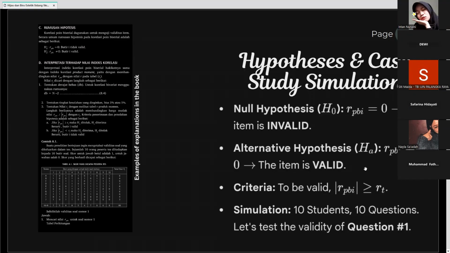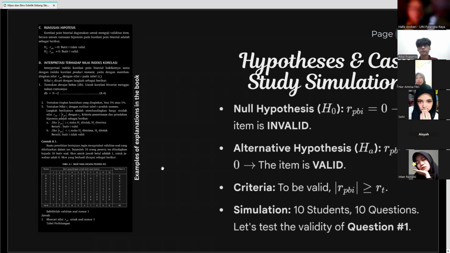To make this concrete, let's look at the example in Table 8.1. Here we have a simulation of 10 students labeled A to J taking a 10 question test. Because the data is discrete, a correct answer is scored as 1 and an incorrect answer is 0. From this raw data, we want to figure out one thing: is question number 1 a good question, or should we throw it away? That's how we find out whether the question is valid to use for the test or not.